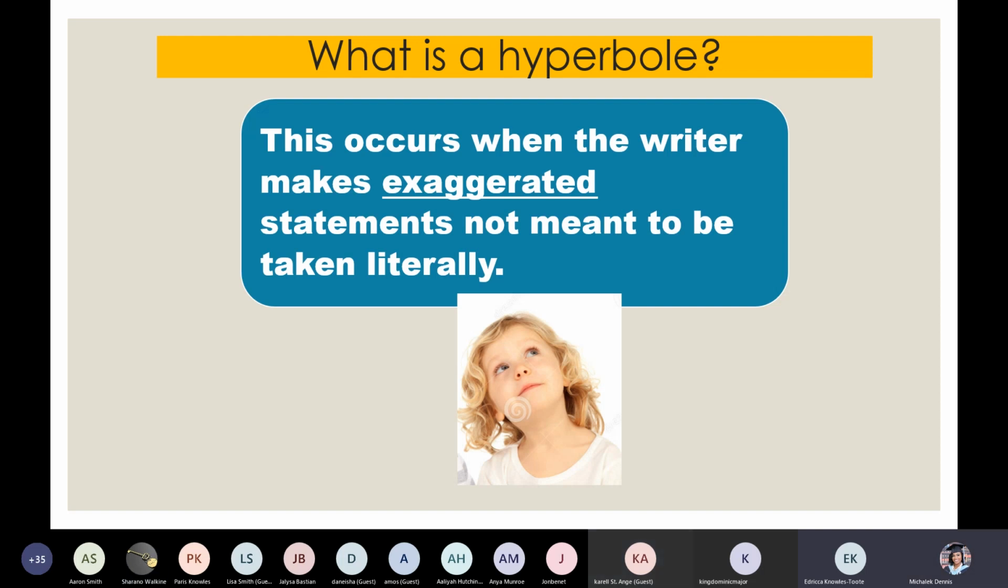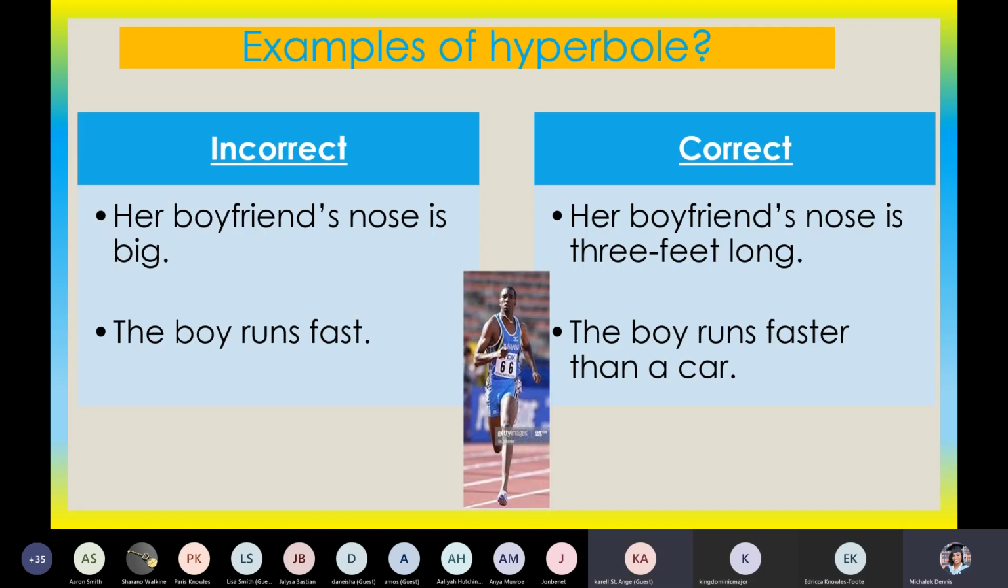All right, good job. You know, we love to say that. Mm-hmm. All right, good job, students. So you're on the right track. So examples of hyperbole. So we have the incorrect way to use it and the correct way to use it. So we have the first one. Her boyfriend's nose is big. Can someone's boyfriend's nose be big? Yes or no?